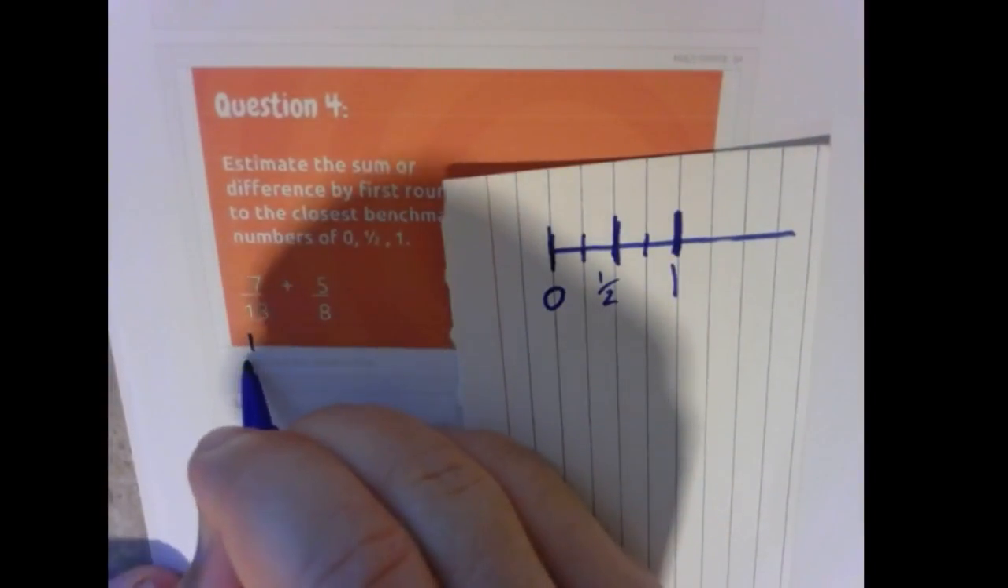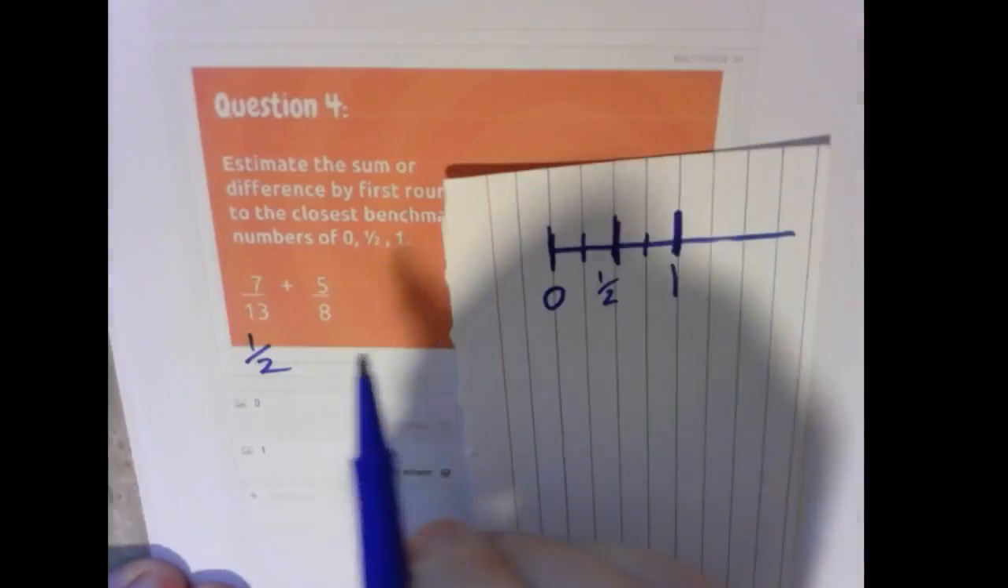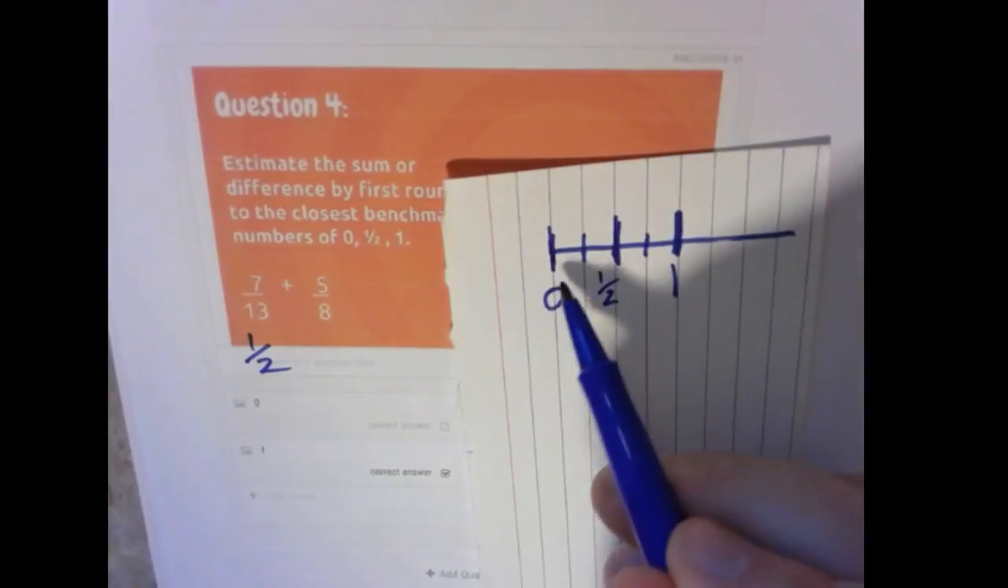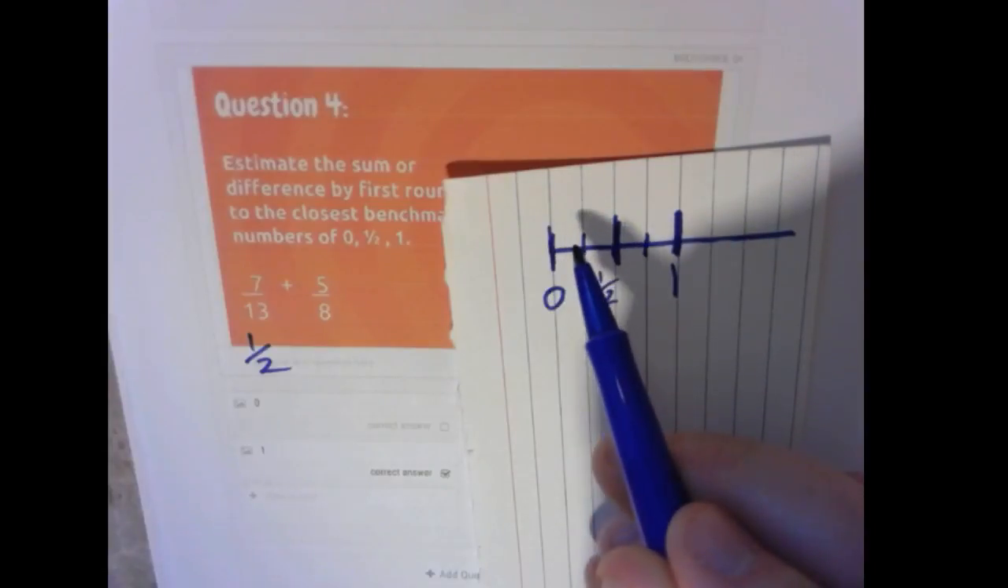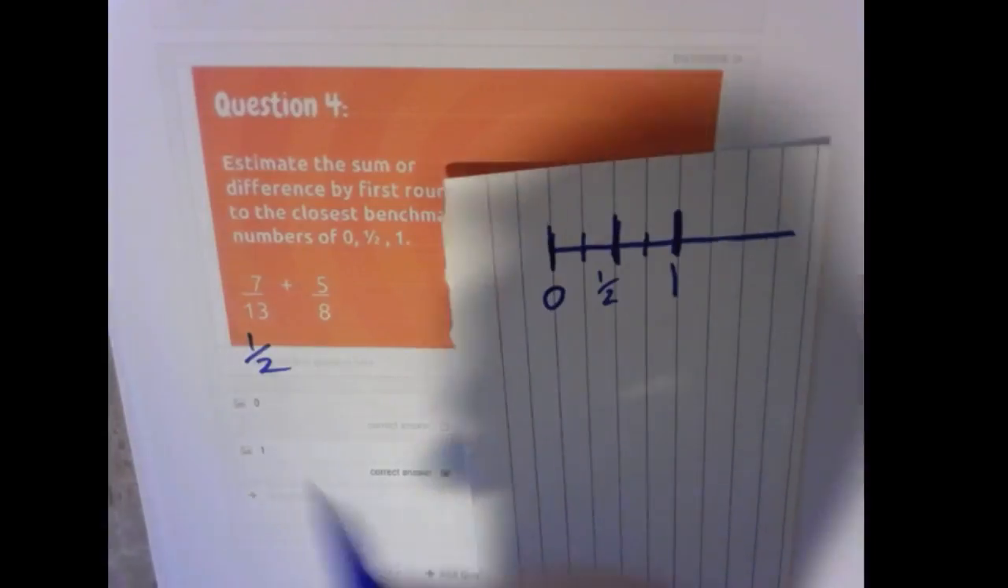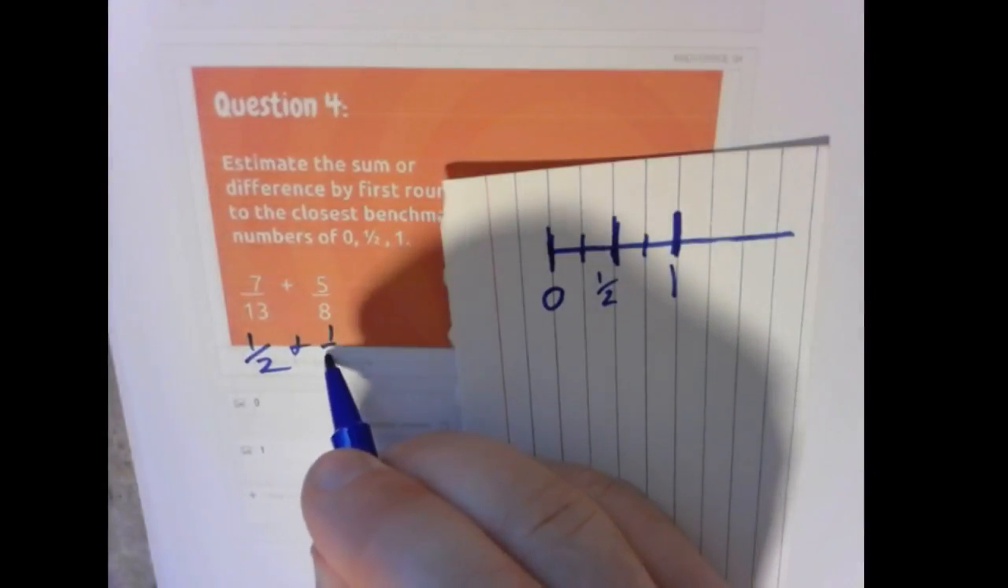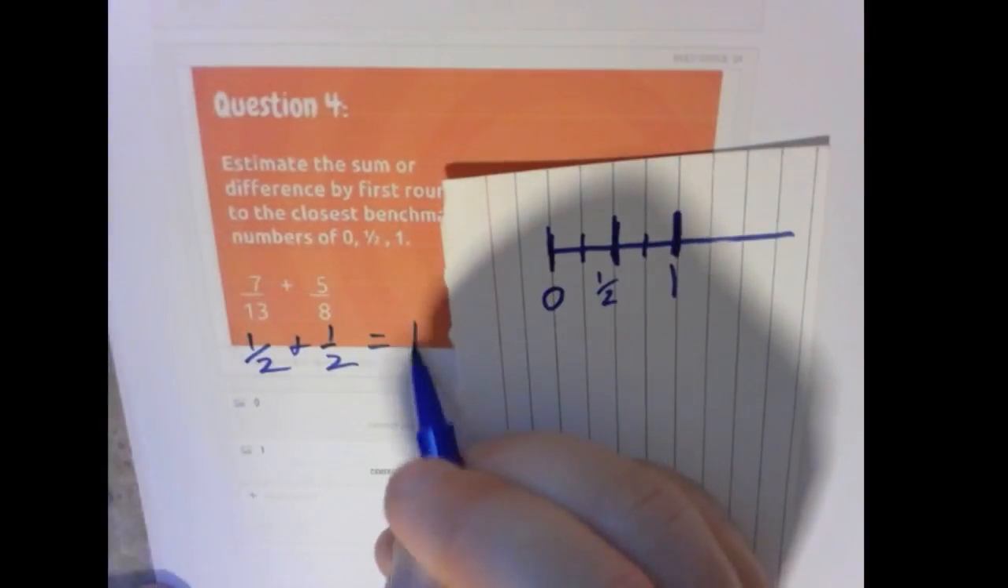Last question. What if this was divided into 13 steps to go from 0 to 1, and you took 7 steps? Well, 7 is about halfway between 0 and 13 steps. So I'd say that's about 1/2 as a benchmark. 5/8. Again, if it was 8 steps to go from 0 to 1, and you had taken 5, that would be also about half. So 1/2 and 1/2 makes 1.